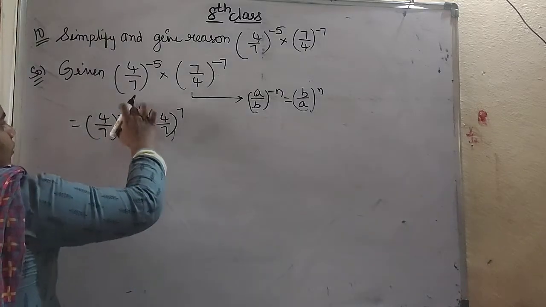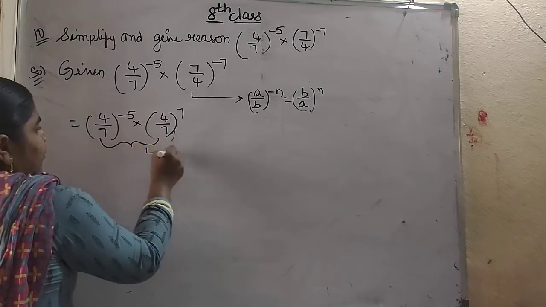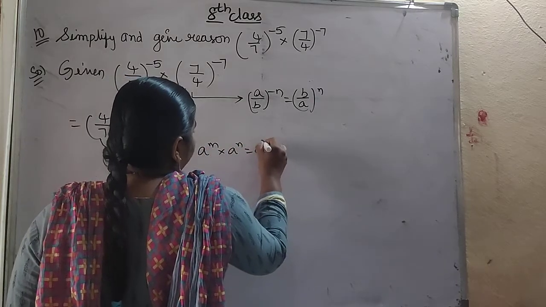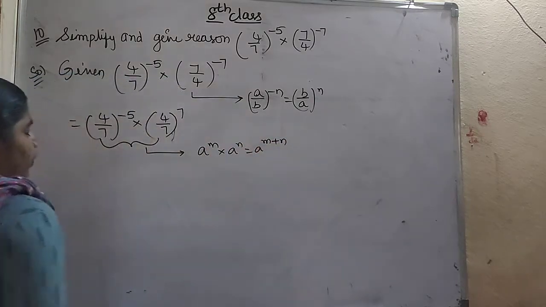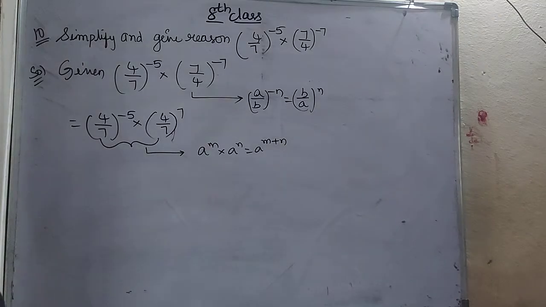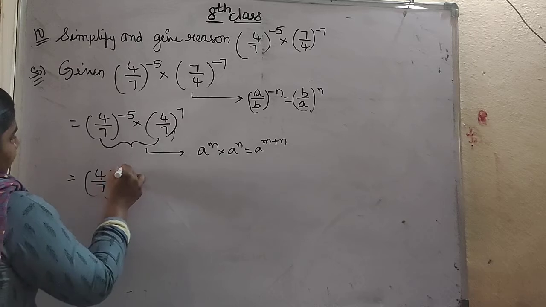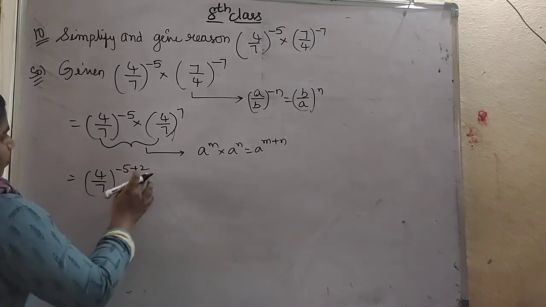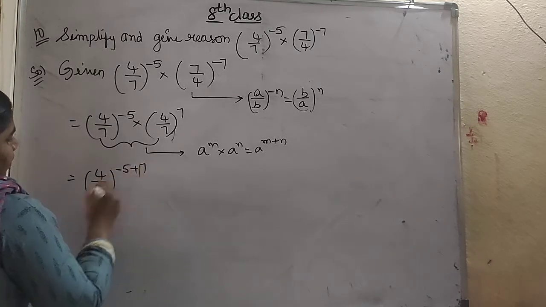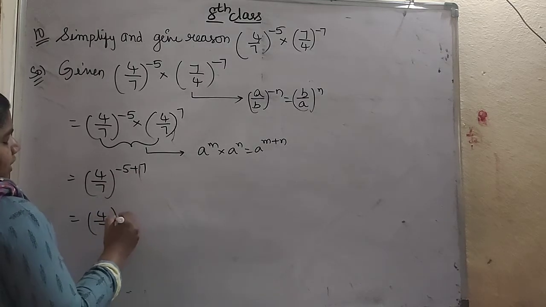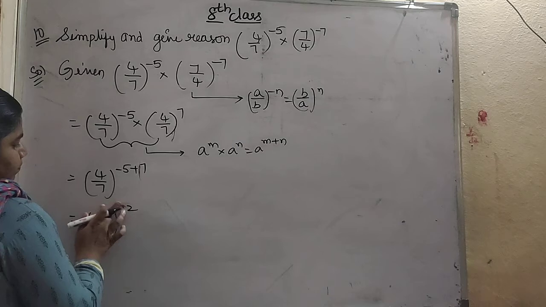Okay. So here we can use a formula. Both bases are equal, we can add the powers. Which formula are we using? a power m into a power n gives a power m plus n. So when both bases are equal, we have to add the powers. So I am adding the powers now: (4/7) to the power minus 5 plus 7, which will be equal to plus 2.